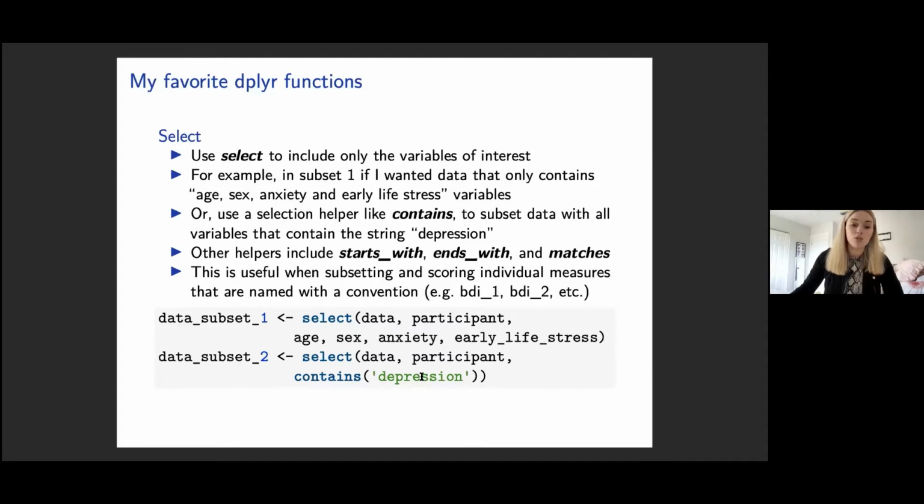This is extremely useful. You'll see this in the tutorial. There are several other ones, like starts with, ends with, matches. This is really useful when you're trying to score individual measures, when you have 50 questions from a single questionnaire that you want to score, and you want to subset those so that you can do that before you add it into your clean data set.